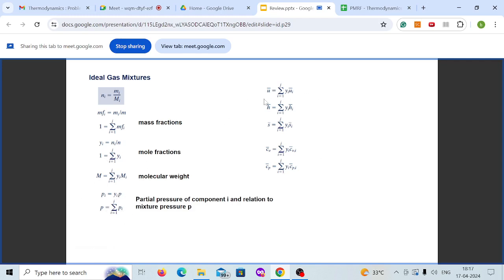And similarly for your mixture property, could be either internal energy, enthalpy, or entropy, it is defined as the summation of mole fraction into individual component energies or entropy. So yi into ui summation.